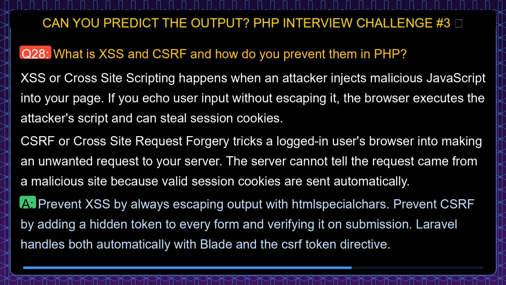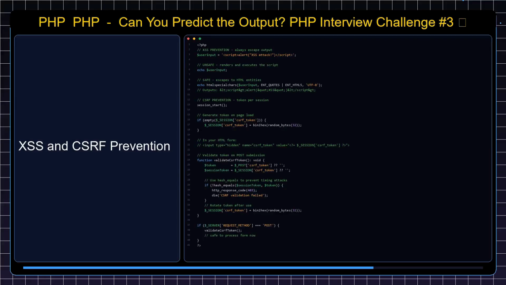Prevent XSS by always escaping output with htmlspecialchars. Prevent CSRF by adding a hidden token to every form and verifying it on submission. Laravel handles both automatically with Blade and the CSRF token directive. XSS and CSRF prevention.